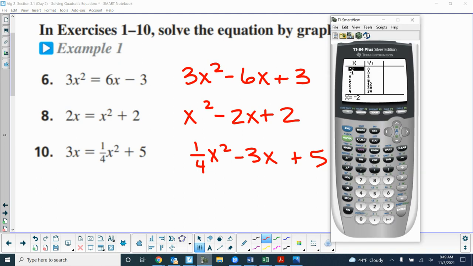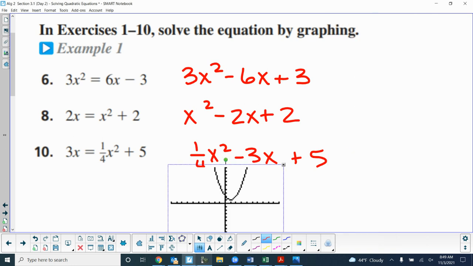Okay. So I go to my y equals, and it's x squared minus 2x, and it's got the plus 2, right? So I'm good there. And then I hit graph. And what happens? It doesn't cross. Yeah, graphically there's no answer because it doesn't cross the x-axis.